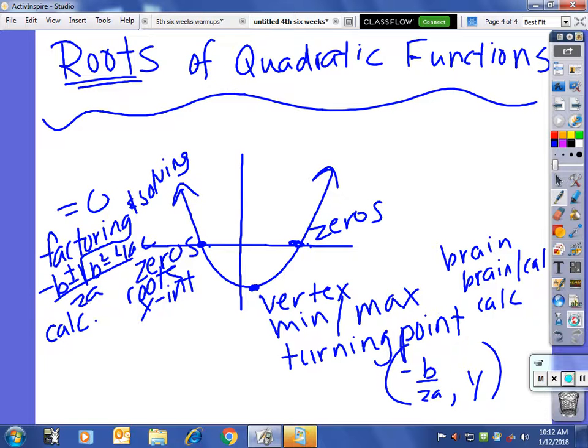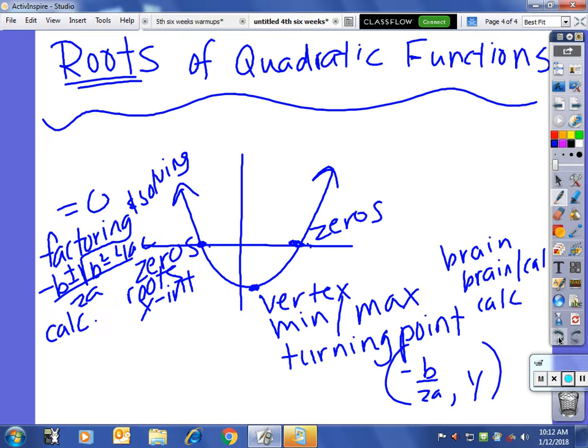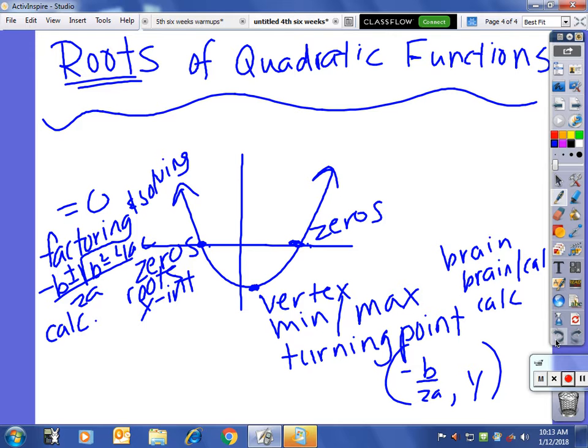Okay, now, when we're talking about zeros, true or false, every parabola has zeros. Thumbs up for true. Every parabola has zeros. Thumbs down for false. It is false. Not every parabola has zeros or roots. Not every parabola will cross the x-axis, and I'll show you some pictures in a minute.